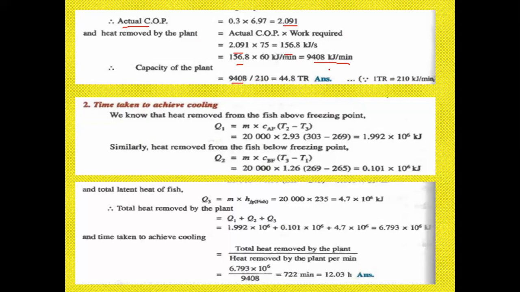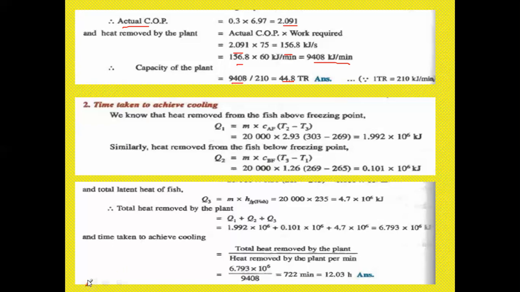Why kilojoules per minute? Because 1 ton of refrigeration is equal to 210 kilojoules per minute. That is a standard formula you have to remember. Now 9408 divided by 210 is 44.8 tons. That is the capacity of the plant with the 75 kilowatts of energy.